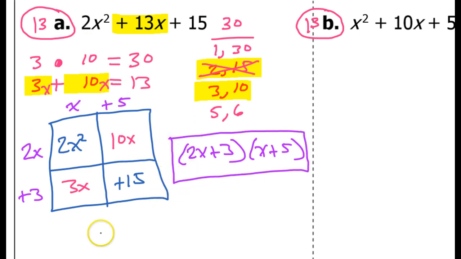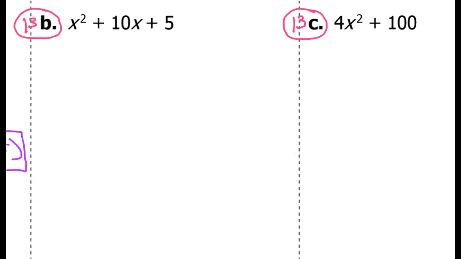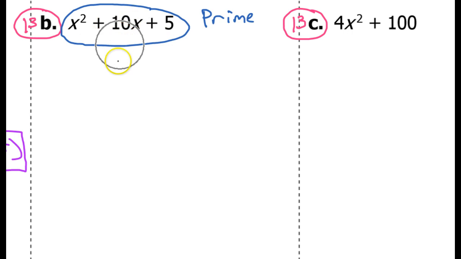Alright, still looking for that prime one. Now, I'm cheating and I'm looking ahead at 13C, and I can see that this has a common factor. 4. 4 divides into both. So there's a GCF. That means this one's not prime. That means 13B must be prime. So really, based on that, I could circle this right now and say prime. Alright, they told me to circle the one that's prime, so I circled it.